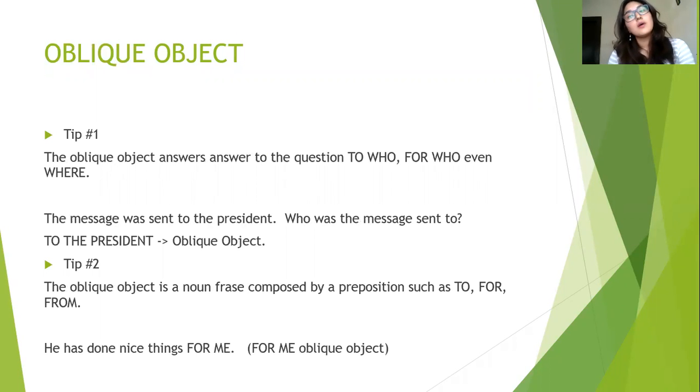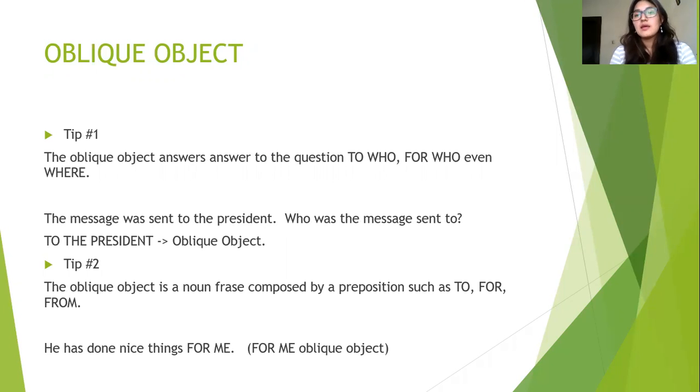Now we have the oblique object. The first tip that I have here is that the oblique object answers the questions who, to who, for who, and even questions such as where. So I have the example, the message was sent to the president. In this case, who was the message sent to?